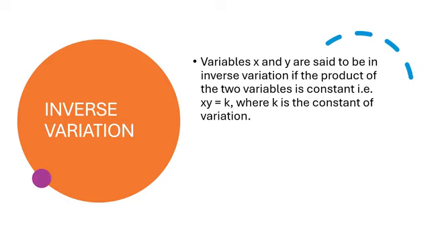Tikakamba za inverse variation, kwambiri timayang'ana variables. For example, two variables actually, x and y. If the product of the two variables is constant, meaning that x times y is equal to a constant, the outcome should always be constant.